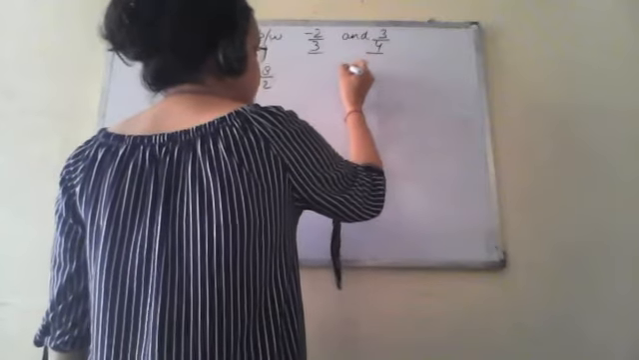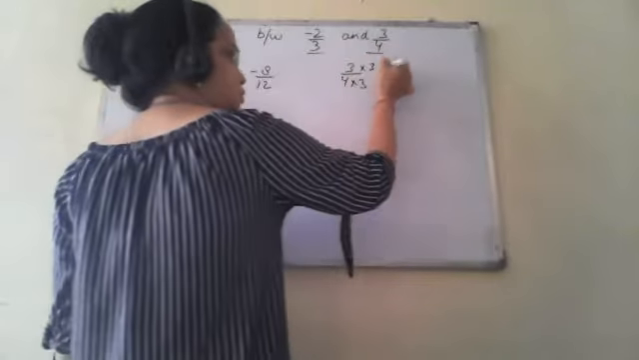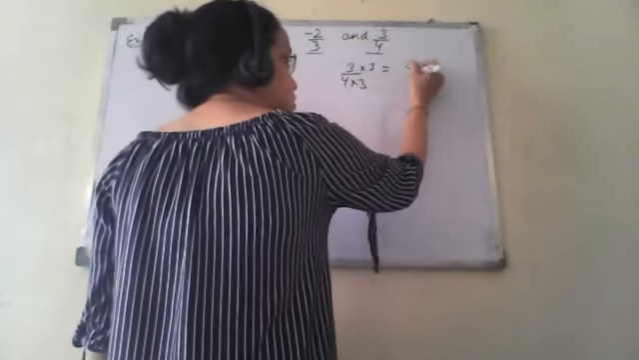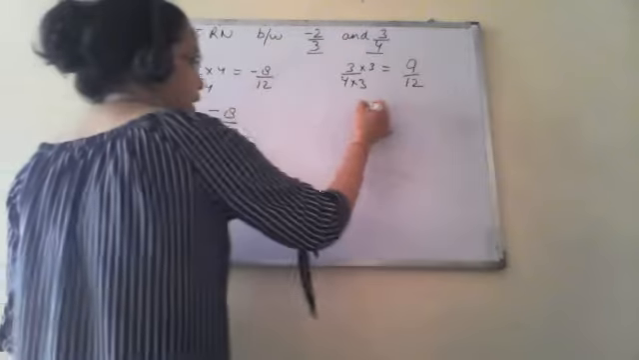So this is 3 upon 4. So we have to multiply by 3 into 3. This is 9 upon 12. Now we have to find rational numbers between 8 upon 12 and 9 upon 12.